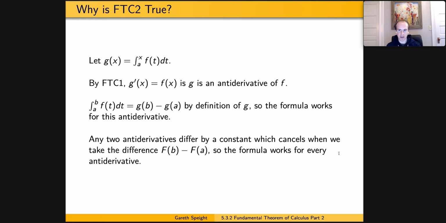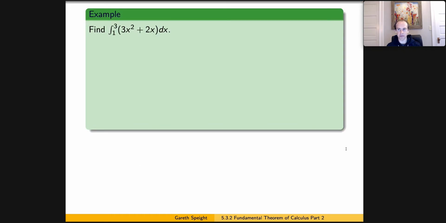Okay, so it works for one antiderivative, it works for every antiderivative. So that's why it's true. It's just a consequence of FTC part 1. Okay, so let's see how we can use this to calculate some integrals. Later you're going to be doing many of these. It's going to save you a lot of time compared to doing limits of Riemann sums.